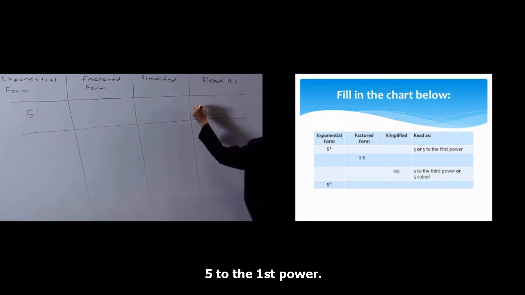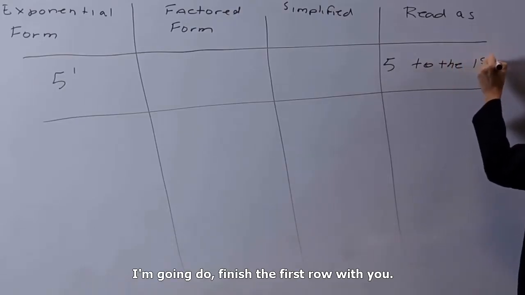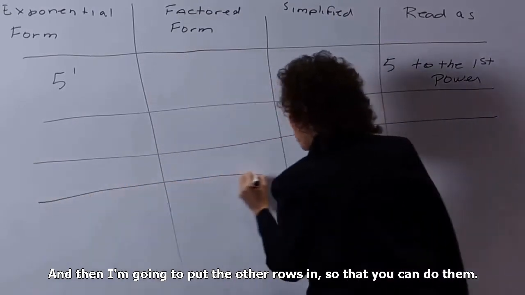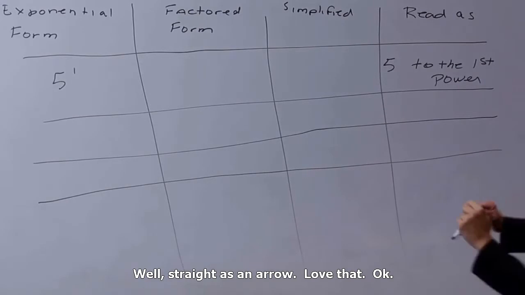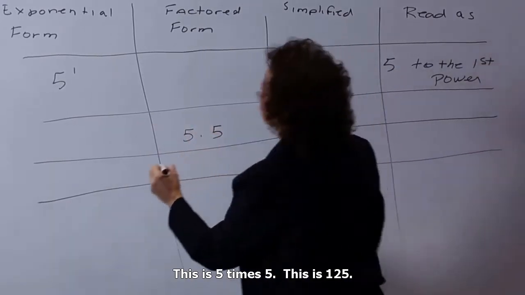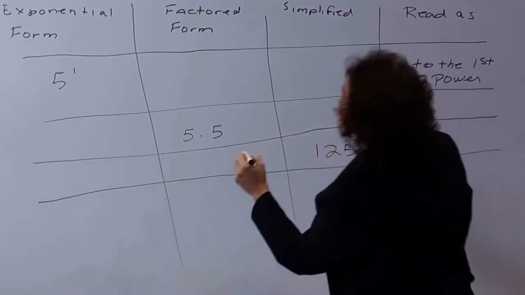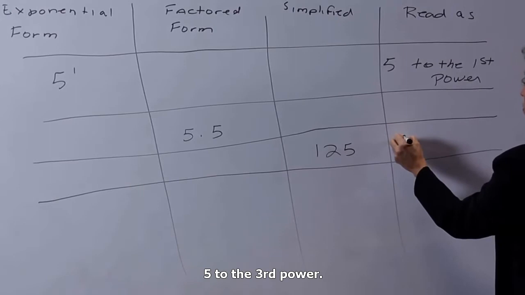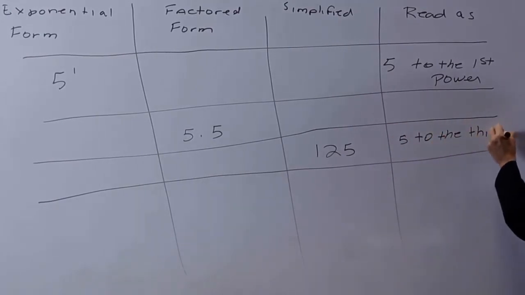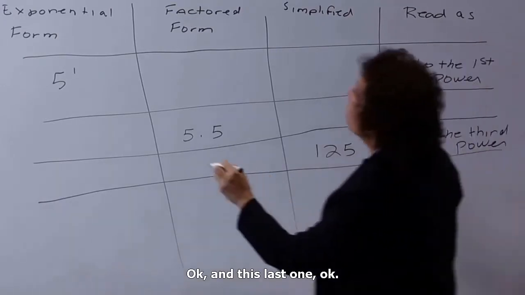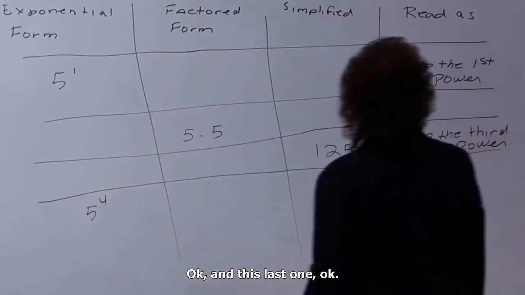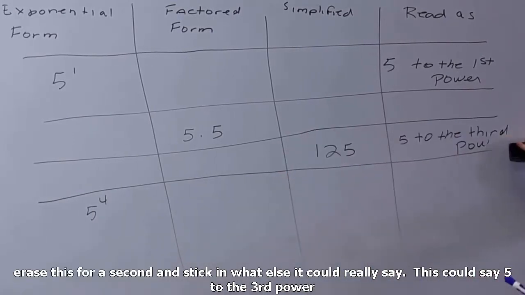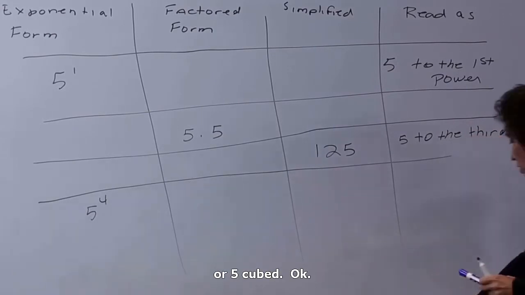Okay, that's 5 to the 1st power. I'm going to finish the first row with you, but I'm going to put the other rows in so that you can do them. Oh, straight as an arrow. Love that. Okay. This is 5 times 5. This is 125. 5 to the 3rd power. Okay, and this last one. This could say 5 to the 3rd power, and I'm going to erase this for a second and stick in what else it could really say. This could say 5 to the 3rd power or 5 cubed.